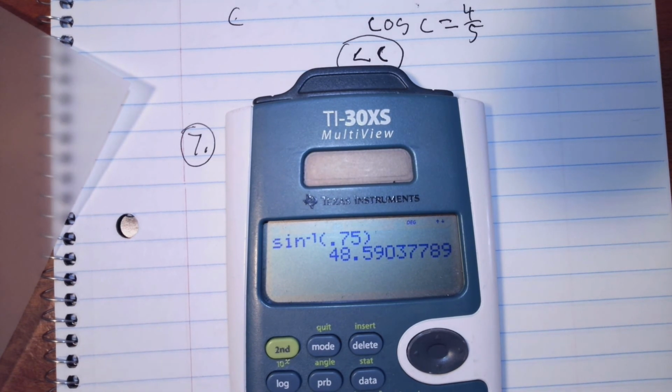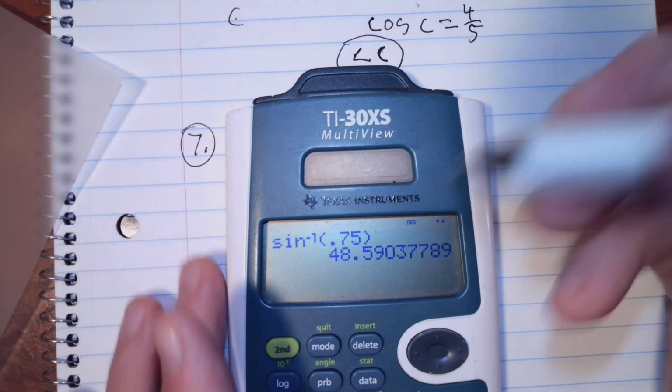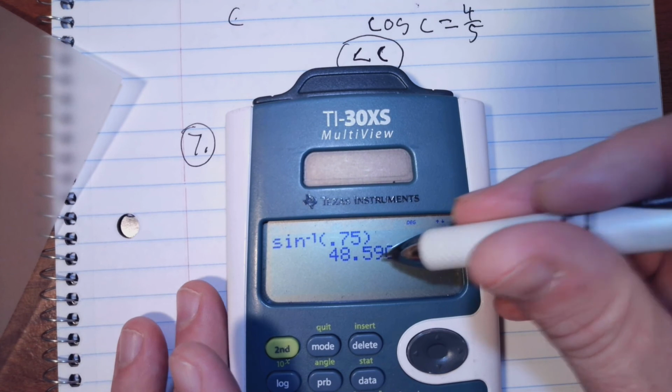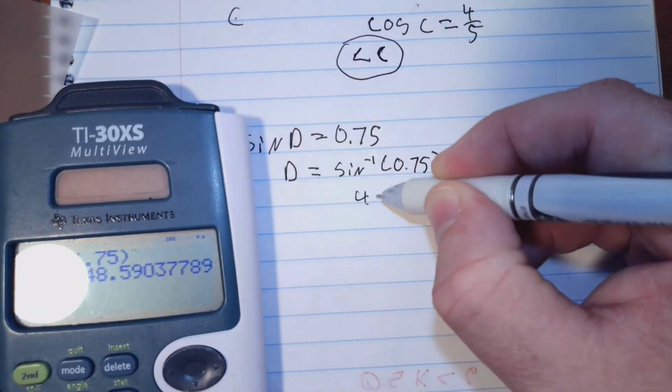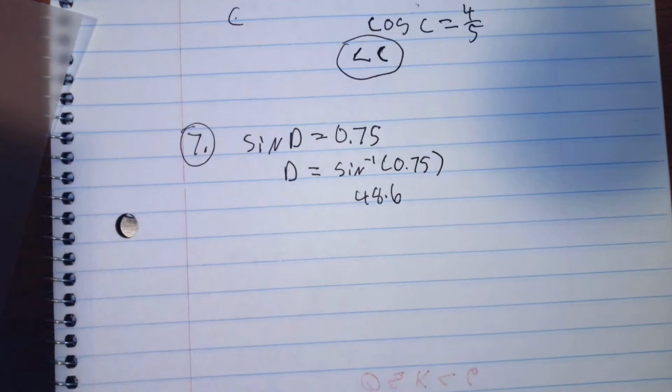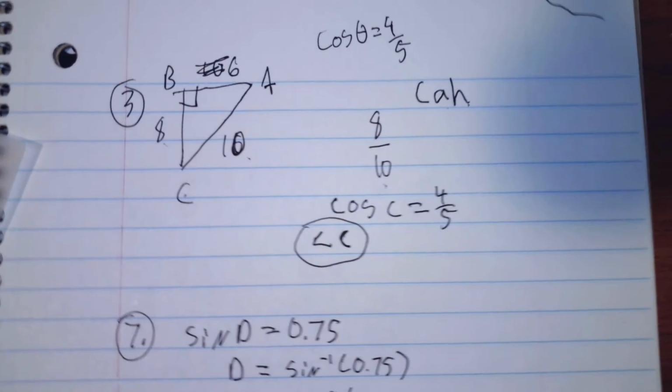It says to round to the nearest tenth of a degree. So for 48.5, I'm going to round up that 5 because of the 9. So it's going to be 48.6. Okay, looking good so far. I think the rest of them are fine.